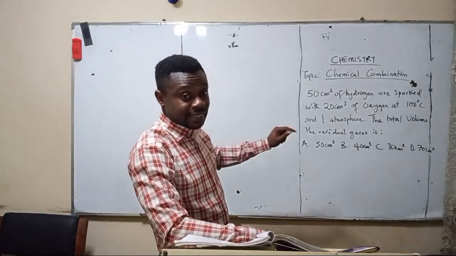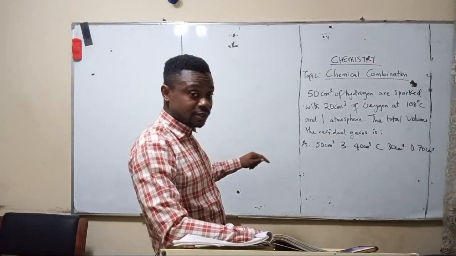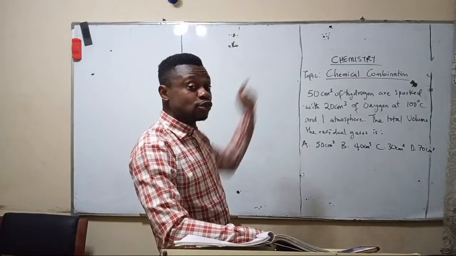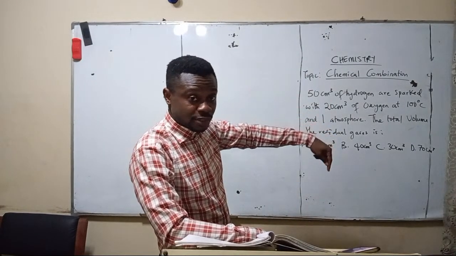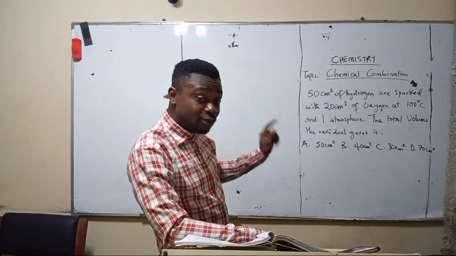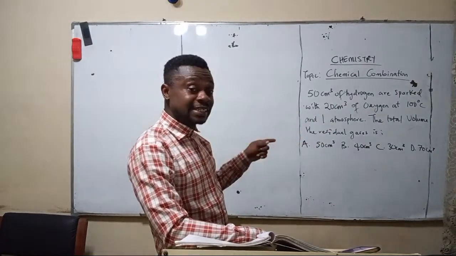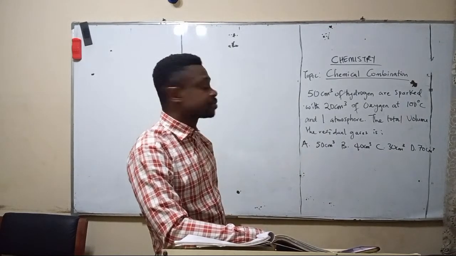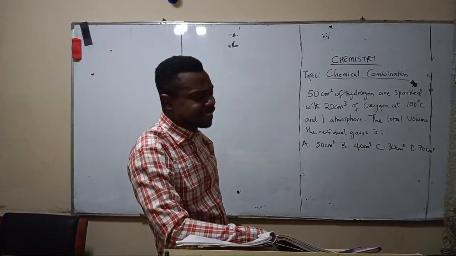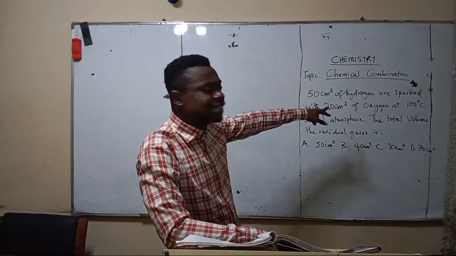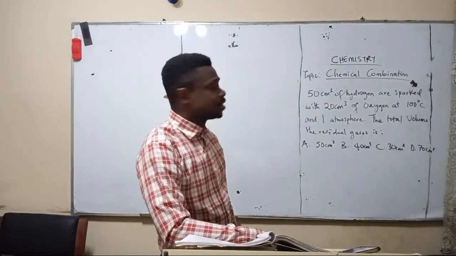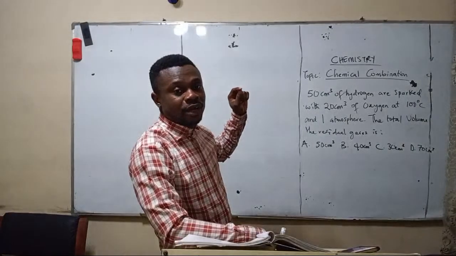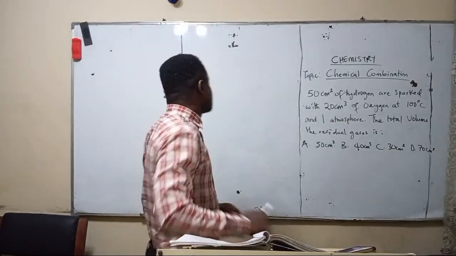When gases combine, they do so in volumes which are simple ratios to one another and to the product if the product is gaseous, provided that the temperature and pressure remains constant. Now the gases here, they are hydrogen and what? Oxygen. So for us to be able to solve this question, we should have a correct equation of the reaction.